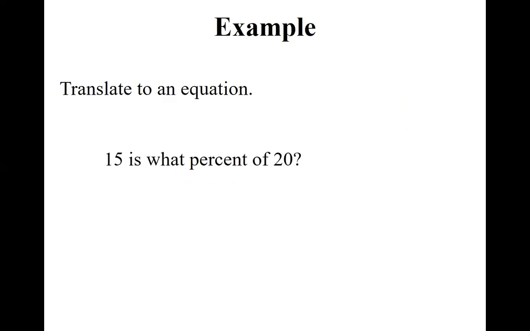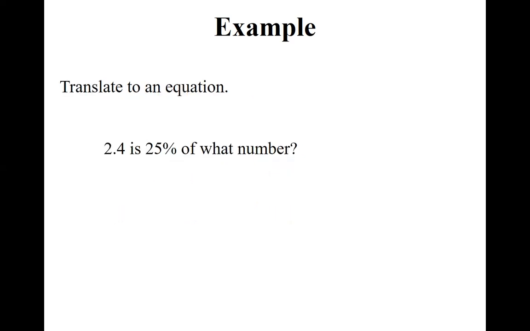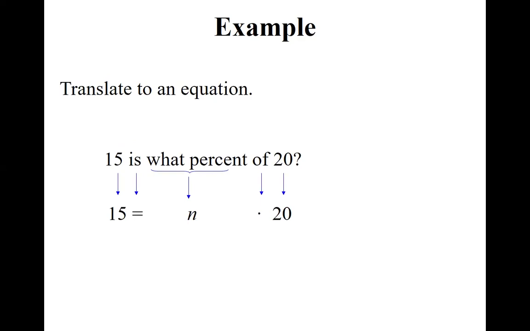So if we have 15 is what percent of 20, we can directly translate this. Each piece means something. 15 is just 15. Is means equals. What percent is our unknown, our x, our n. Of is multiplication. 20 is 20. So 15 equals n times 20 is a direct translation. And we know how to solve 15 equals 20x. That's what we're going to go on to do later on in this topic. But right now, we're just focused on translation.